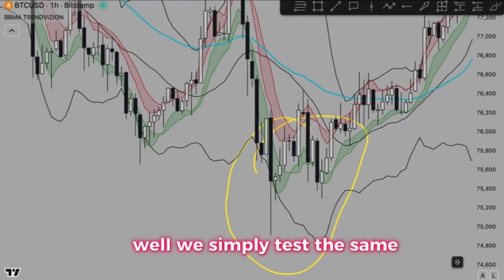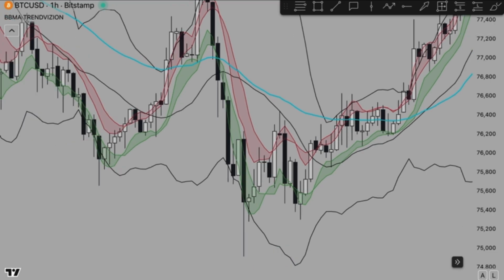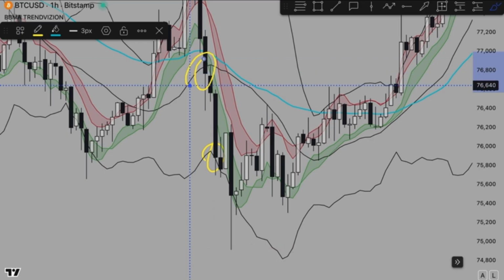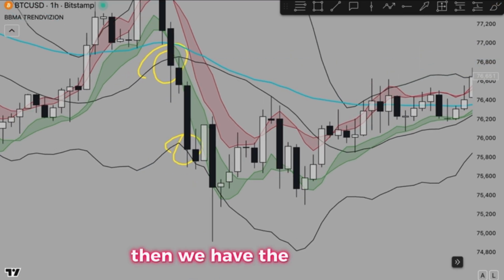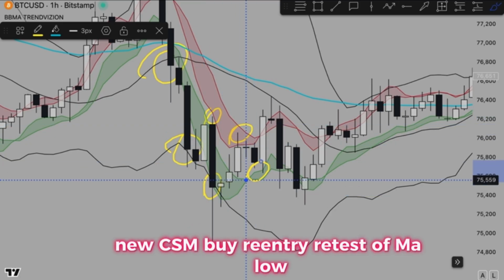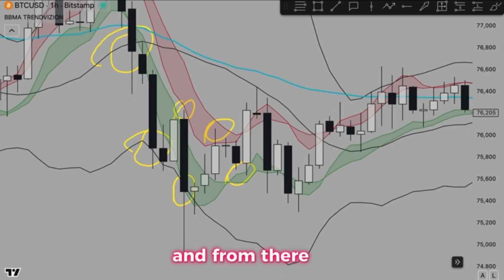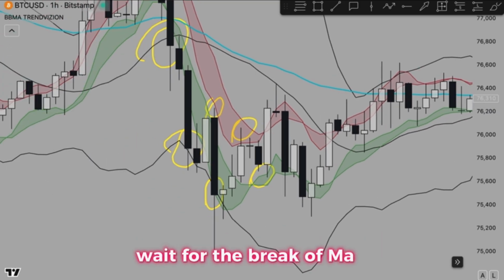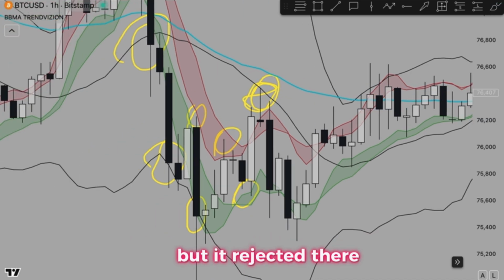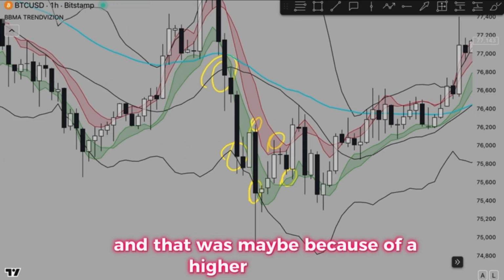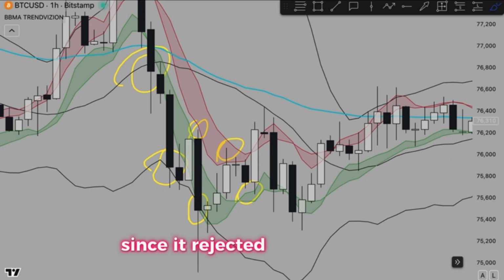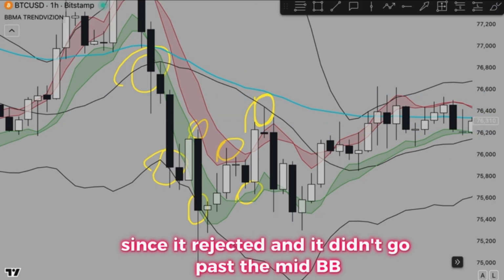Well, we simply test the same theory, right? So what do we have? We have a CSAK sell, right, starting here. Then we have the re-entry here, new CSM buy, re-entry, retest of MA low, and from there, again you can go down to a lower time frame, wait for the break of MA high, and in this case it went up to the middle Bollinger Band, but it rejected there, and that was maybe because of a higher time frame sell setup, but actually from there, since it rejected and it didn't go past the mid BB, it went down again.